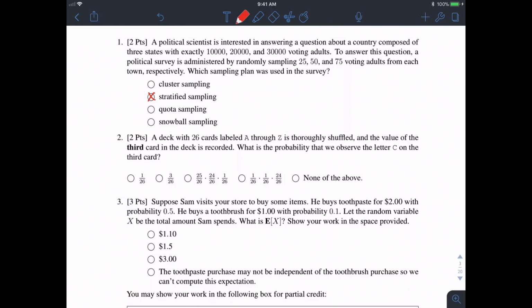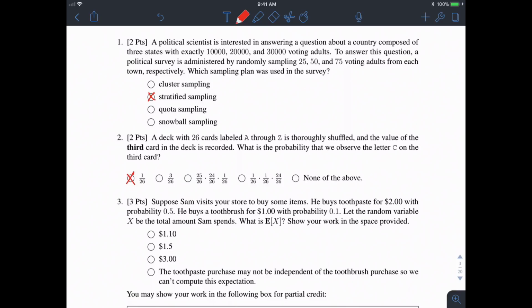In problem 2, we're told that we have a deck of 26 cards labeled A through Z. We shuffle it and we want to find the probability that the third card is a C. Okay? And a lot of people, when seeing this question, might jump to the third answer, right? Well, it's the probability that the first one's not a C times the probability that the second one is not a C times the probability that the third one is a C, right? However, that's actually not correct. The correct answer is 1/26th, right?